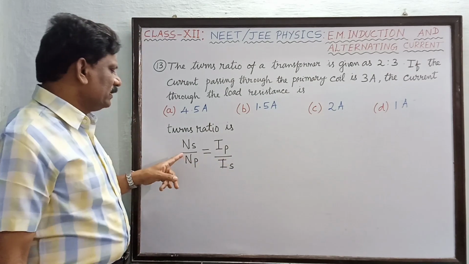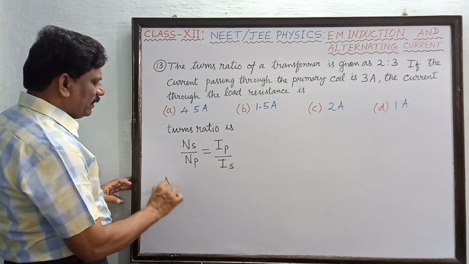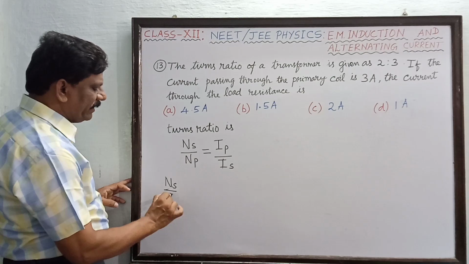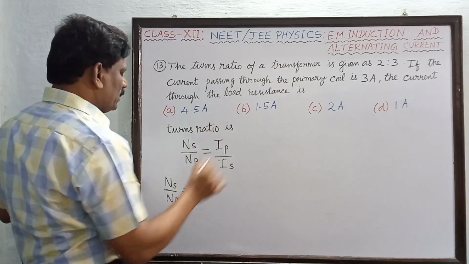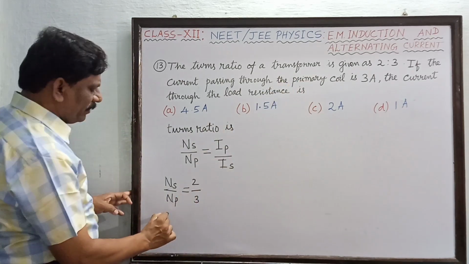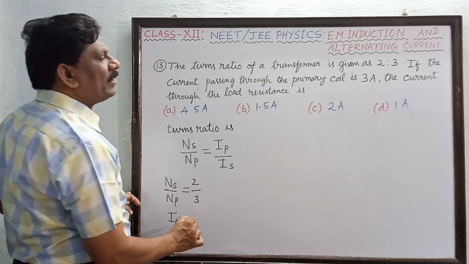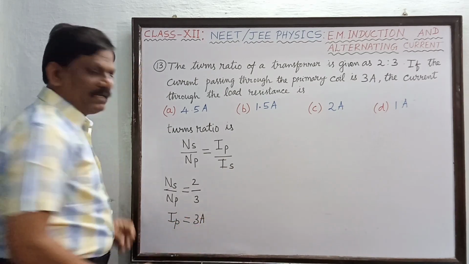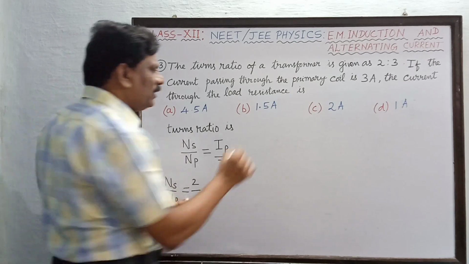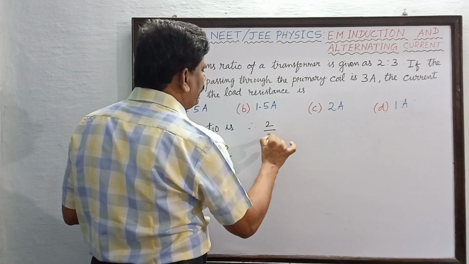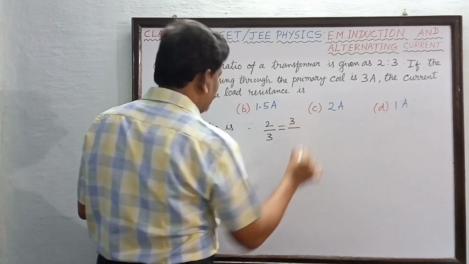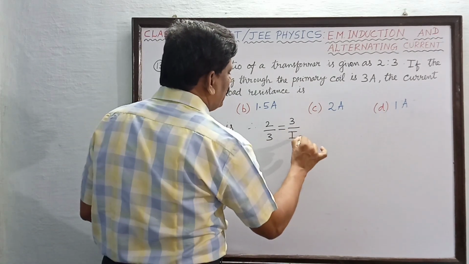Okay. So here, what are all the given quantities? What is the ratio Ns by Np? So N secondary by Np is given as 2:3. That means 2/3. And what is the current in the primary given? I primary is equal to 3 ampere. It is merely direct substitution, that's all. Left hand side Ns by Np has to be substituted by 2/3. Okay, therefore 2/3 is equal to I primary, which is 3, divided by I secondary.